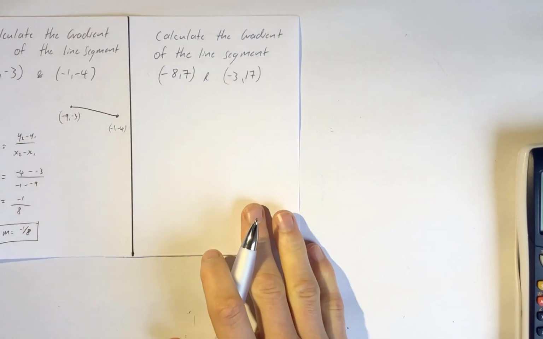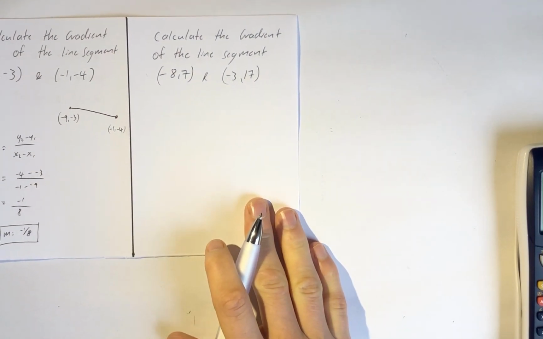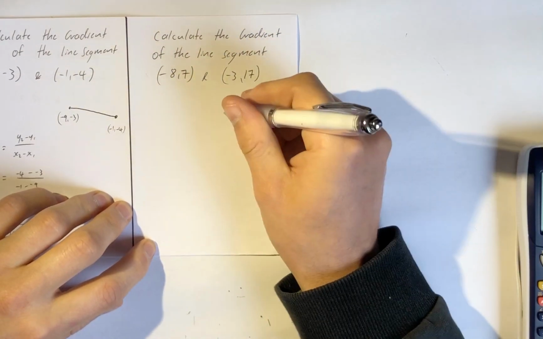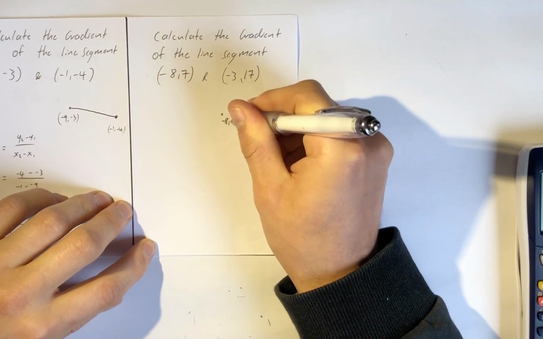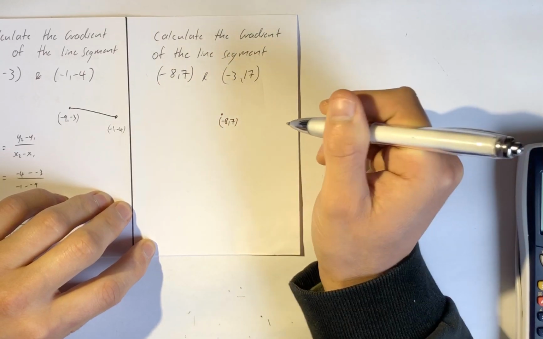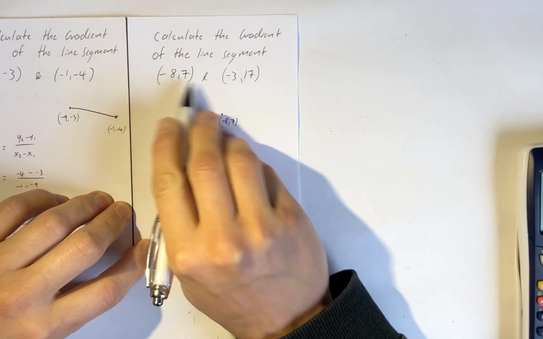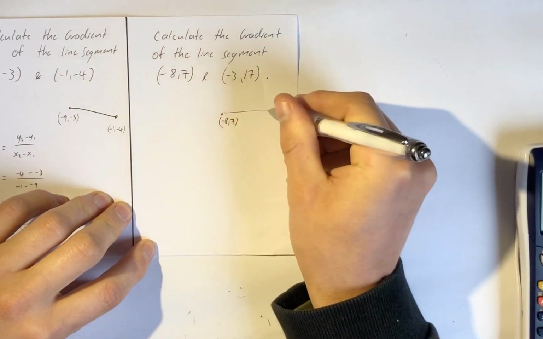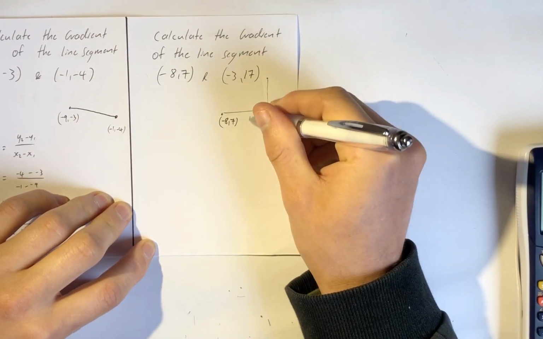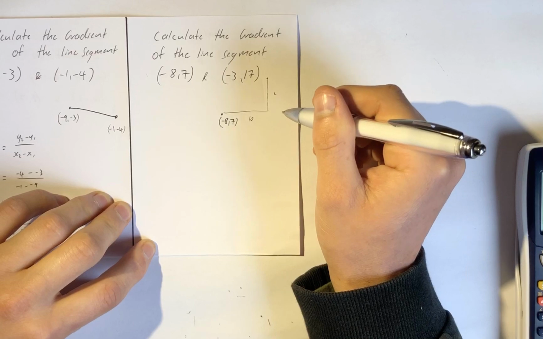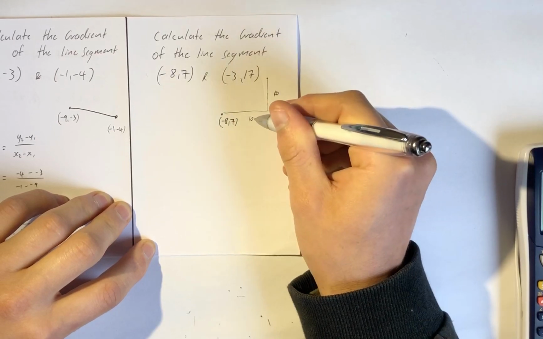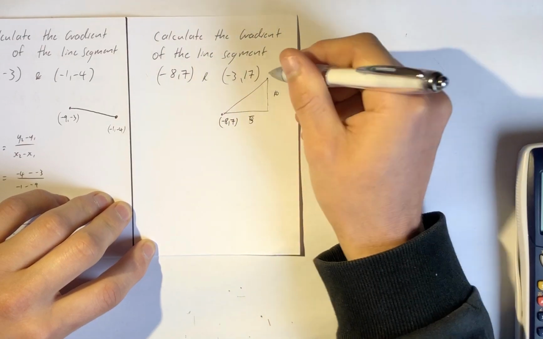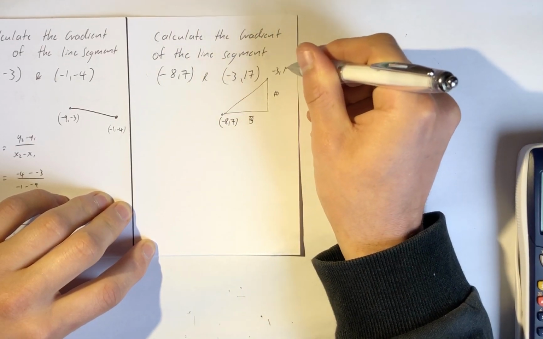Here's your fourth one. Calculate the gradient of this line segment. So I'm going to go -8, 7, and I'd have to go right 5, and I have to go up 10. Probably going to have a gradient of 2, isn't it? Sorry, up 10, across 5, so rise over run. So we're going to call this -3, 17.